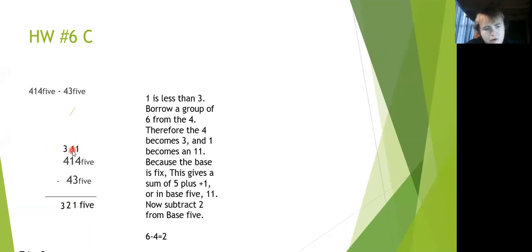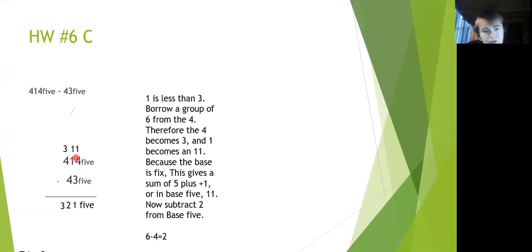So we're going to borrow from the 4, and this 1 will turn into 11. That makes that 4 a 3. So now we have 11. Remember, our base is 5, so this gives a sum of 5 plus 1. So 5 plus 1 would equal 6. And we need to subtract it from 4. That gives us 2. So basically, we're borrowing a 5 here.